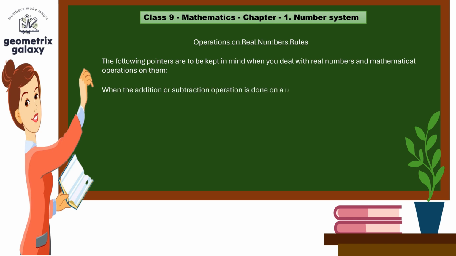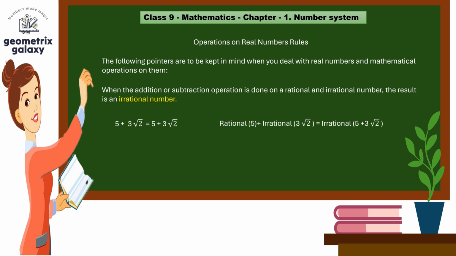If we take a rational number and an irrational number and we do the operations addition and subtraction, we will get the result as an irrational number. Okay, let us see with some examples. I have taken 5, a rational number, and an irrational number 3 root 2. If I add both, I get 5 plus 3 root 2. Okay, 5 plus 3 root 2 is an irrational number.